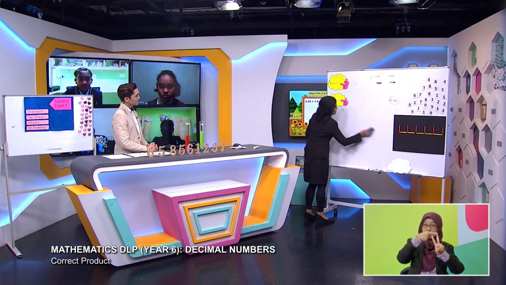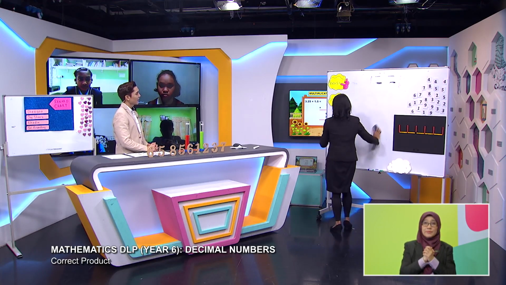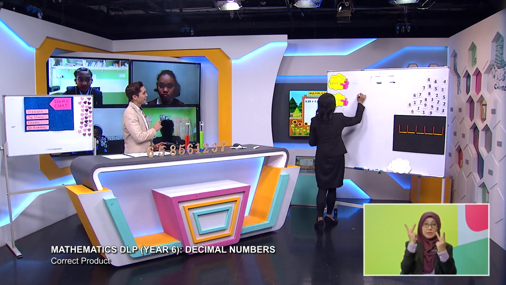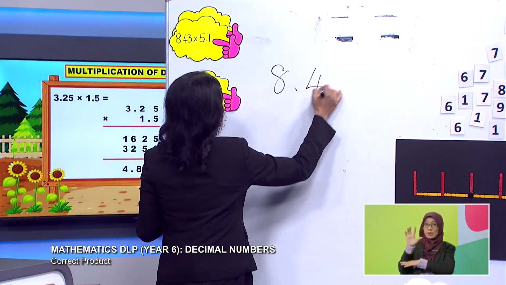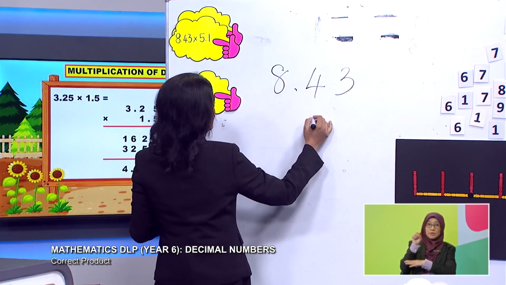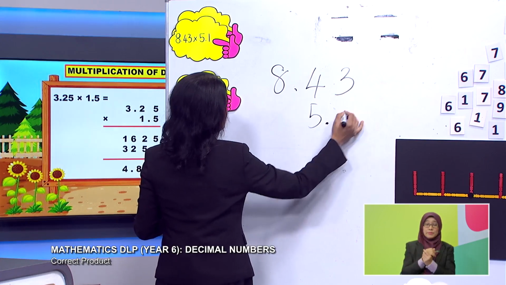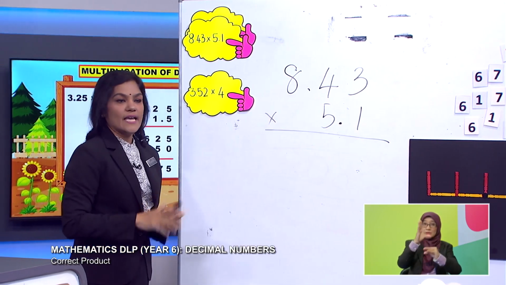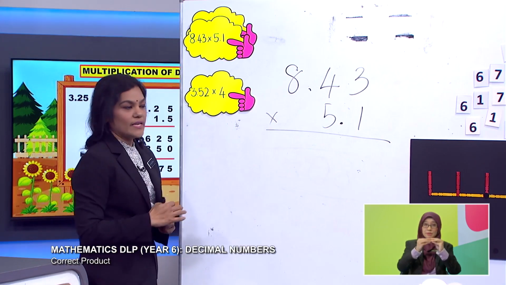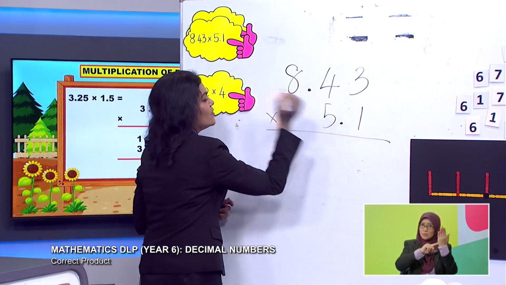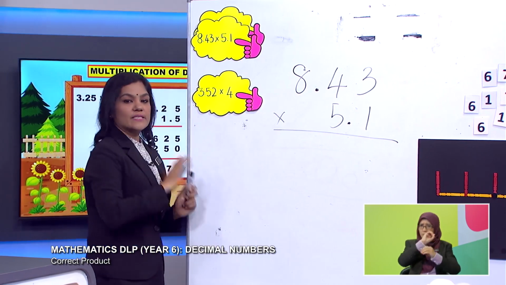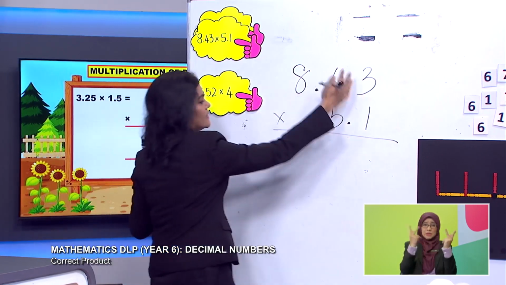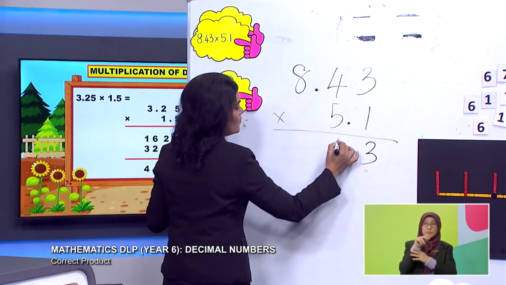The next question, can you read it? 8.43 times 5.1. Now, kids, we are multiplying a decimal number with a decimal number. For this, you just omit the decimal, you just ignore the decimal. So we times as usual. 3 times 1 is 3, 4, 8.